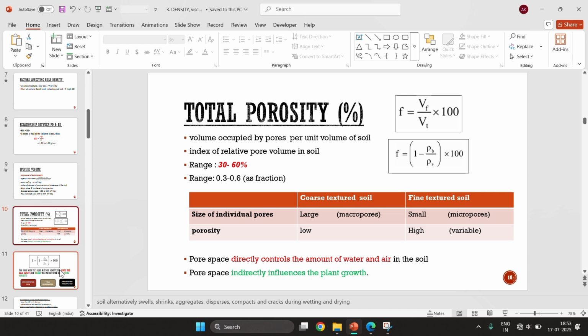Total porosity is related to the bulk density. So why are we measuring soil bulk density? Because its value can be used to calculate the total porosity or pore space. So we can go into detail. We have discussed the pore space in the previous lectures. You can watch that, I think it's in the soil texture or soil structure video.